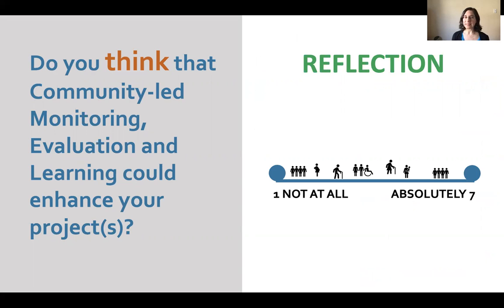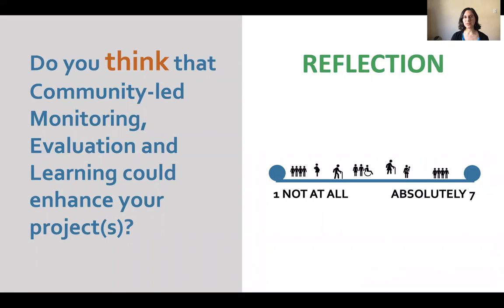Do you think that this kind of community-led monitoring, evaluation, and learning could enhance your programming? How would you respond to that question on a scale of 1, where 1 is no, not at all, to 7, which is yeah, absolutely, and 4 would be right in the middle? Just think about that for a minute.